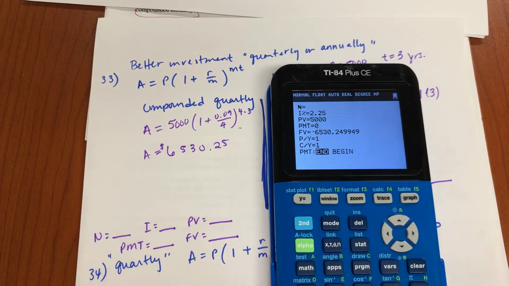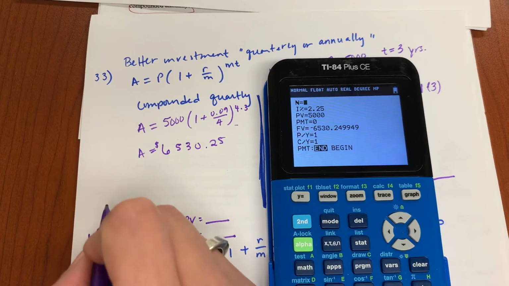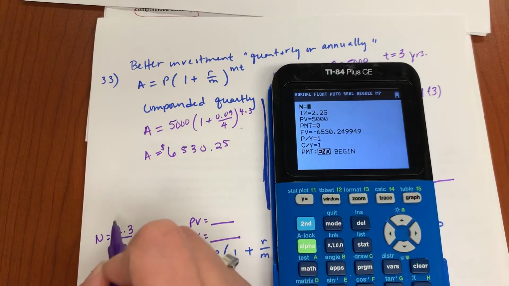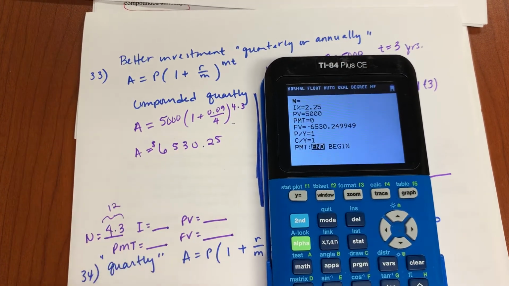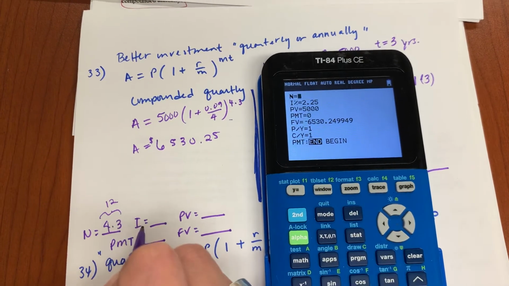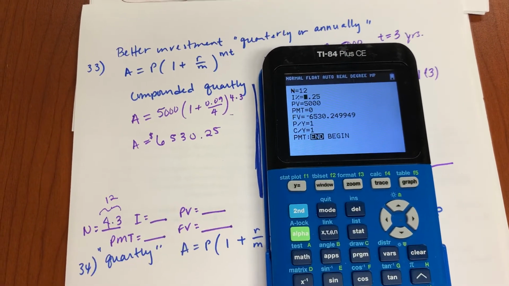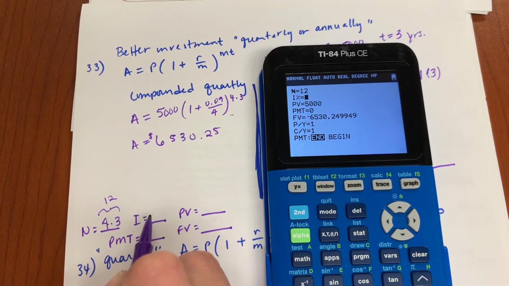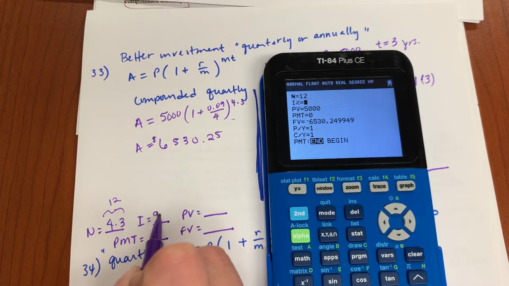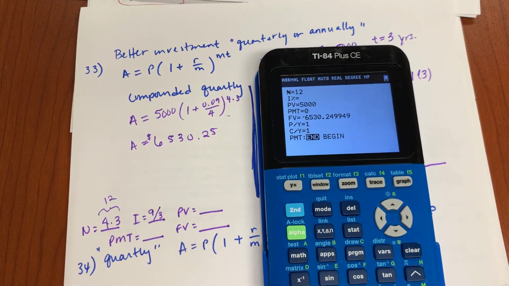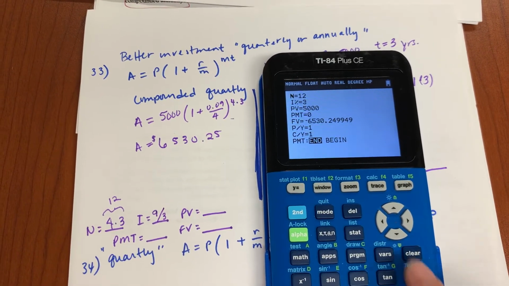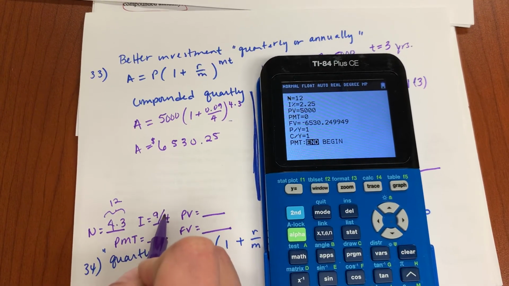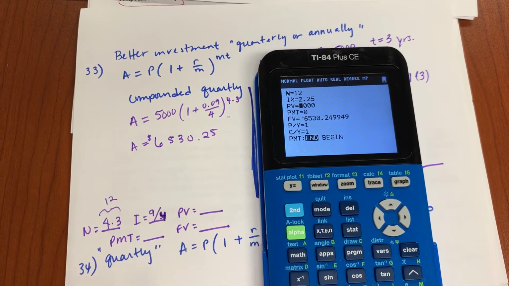N is going to be your 4 times your 3. So how many times is this going to happen over the span of the 3 years? It's 12 times it's going to get compounded. So you're going to put 12 there and hit enter. Your I is your interest rate, but you don't need to change it to a decimal. It's 9 divided by 4, sorry, the number of times it gets compounded.